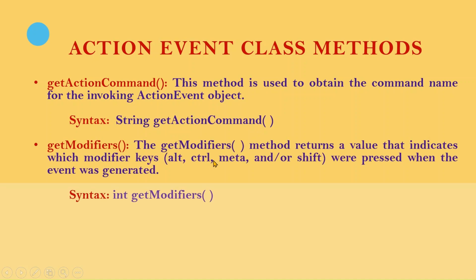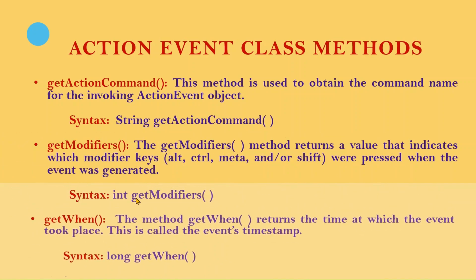Similarly, if you want to set a new string later in the program, you can apply setActionCommand also. Now, if you want to retrieve the modifiers you have set in the action event constructor, you can apply the getModifiers method, which returns a value that indicates which modifier keys like Alt, Control, Meta, and Shift were pressed when the event was generated. So the syntax is getModifiers, which returns an integer constant.